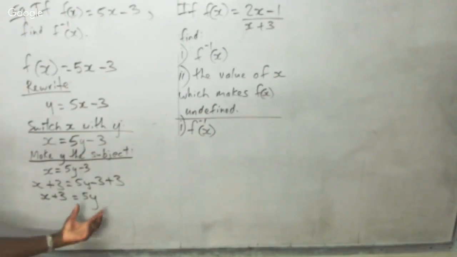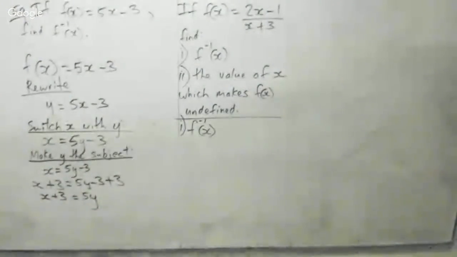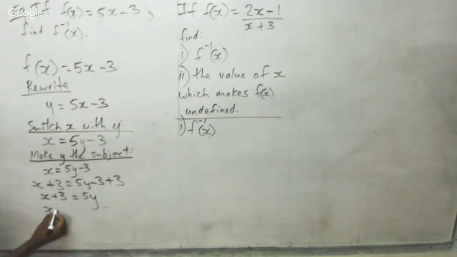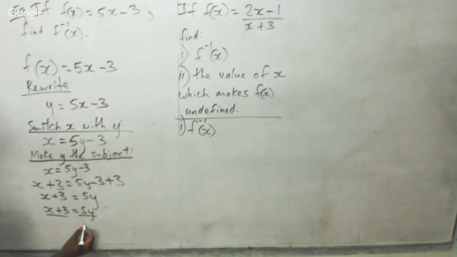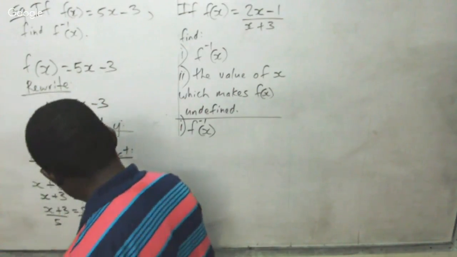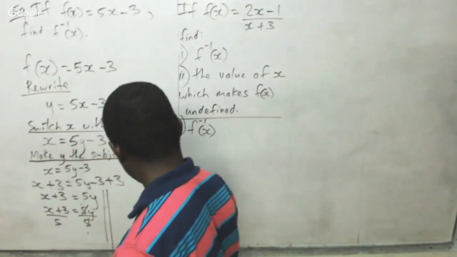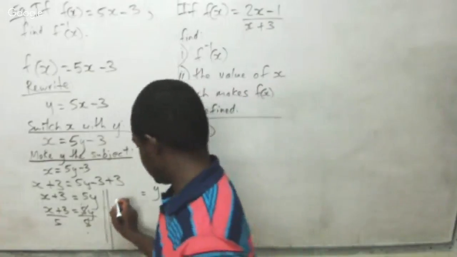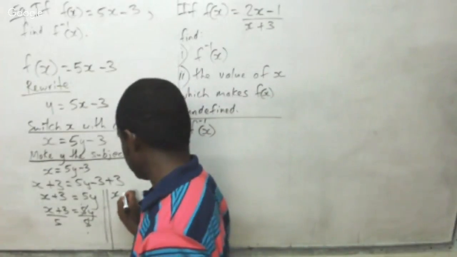So now you have 5y by itself. But you want to get y by itself. So you're going to do what? Divide, because multiplication is taking place between them. All right, so we're going to rewrite, and then divide both sides by 5. So on the right now, what are we left with? y. And on the left, we are left with x plus 3 out of 5.